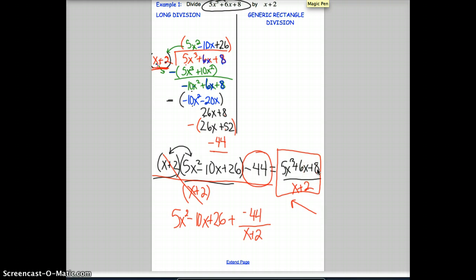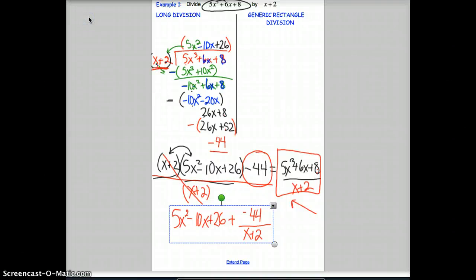Long division's kind of weird, and we haven't done it for many years, but generic rectangles might work better for many of you. So we're going to take a look at generic rectangles and how to do that problem as well. So let's take a look at generic rectangles to solve this problem. So remember, our original answer was this right here.